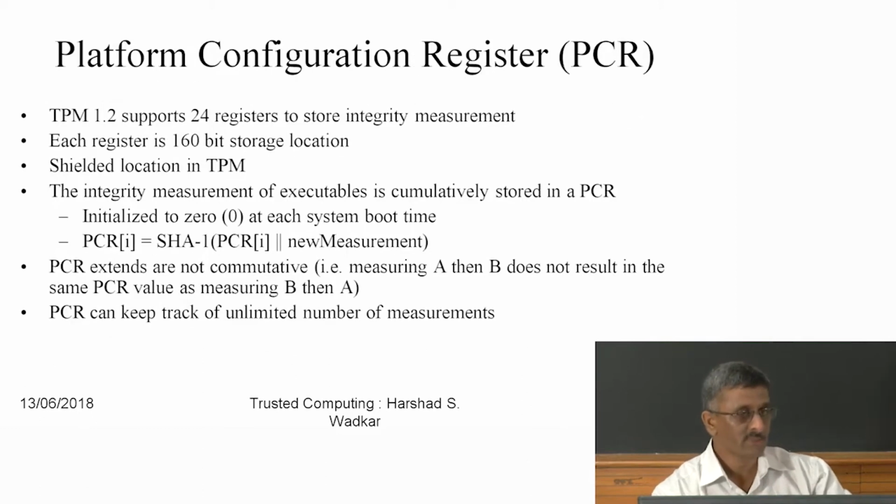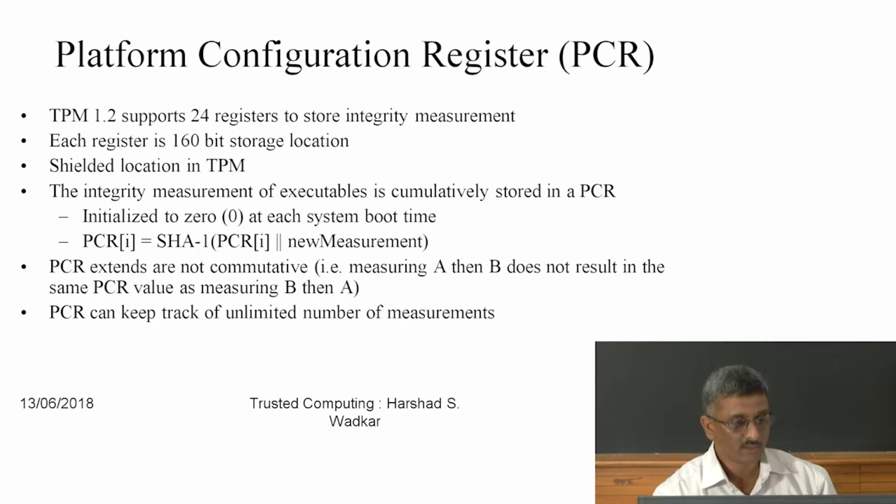These TPM registers are called the platform configuration registers. The current TPM is running version 1.2. The IC that I have shown you is the TPM 1.2 IC. It supports 24 registers to store integrity measurement. Each register is a 160-bit storage location, a shielded location in the TPM. It is a part of the TPM hardware.